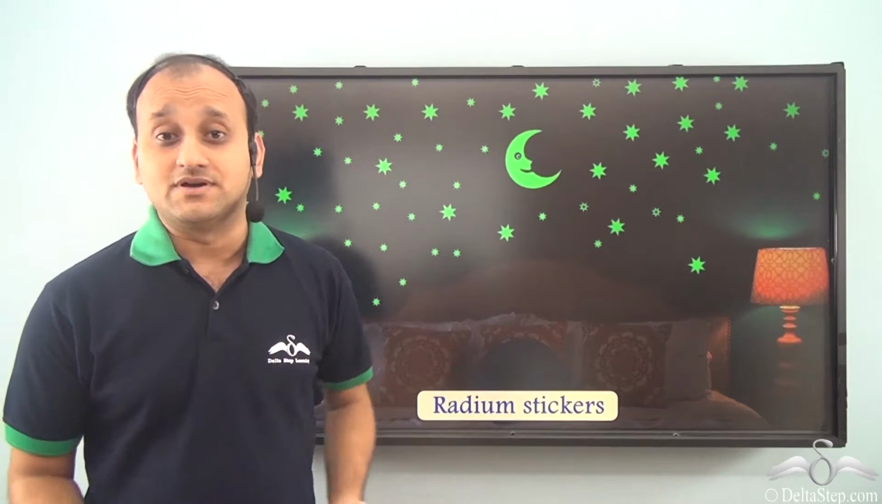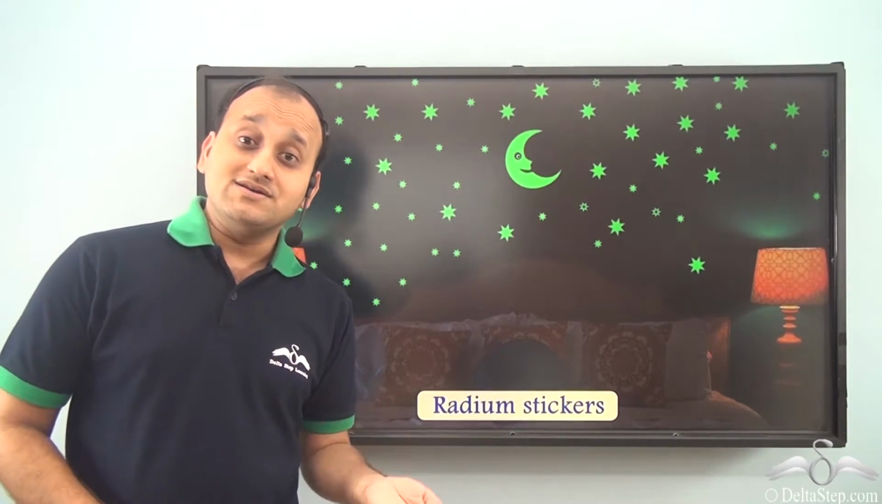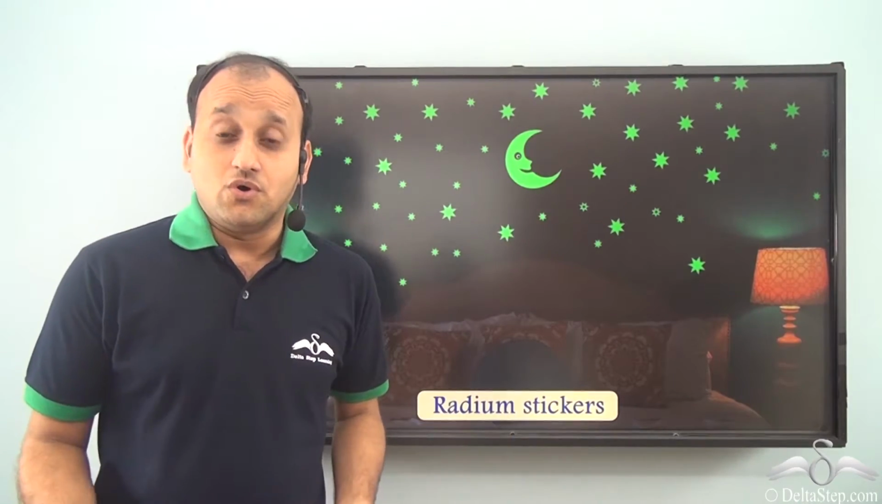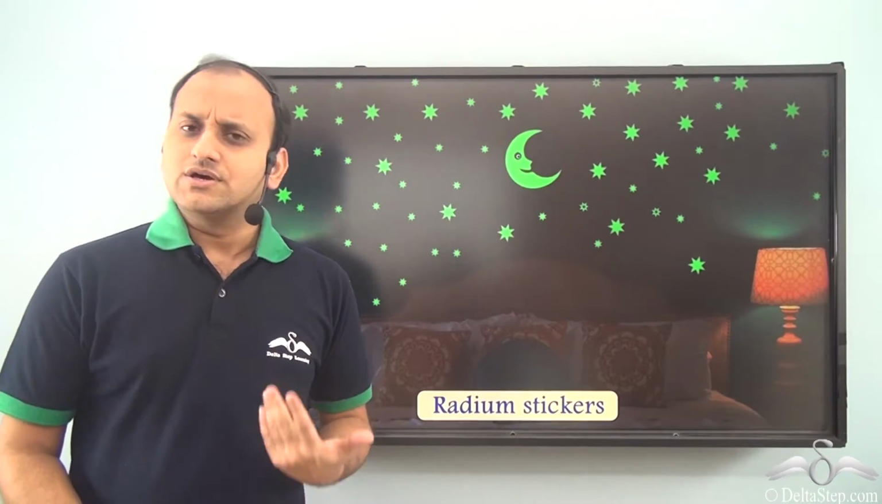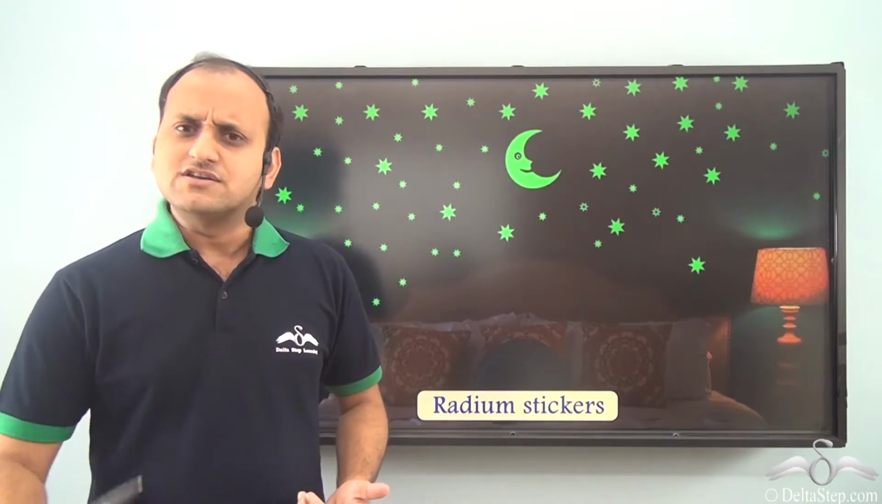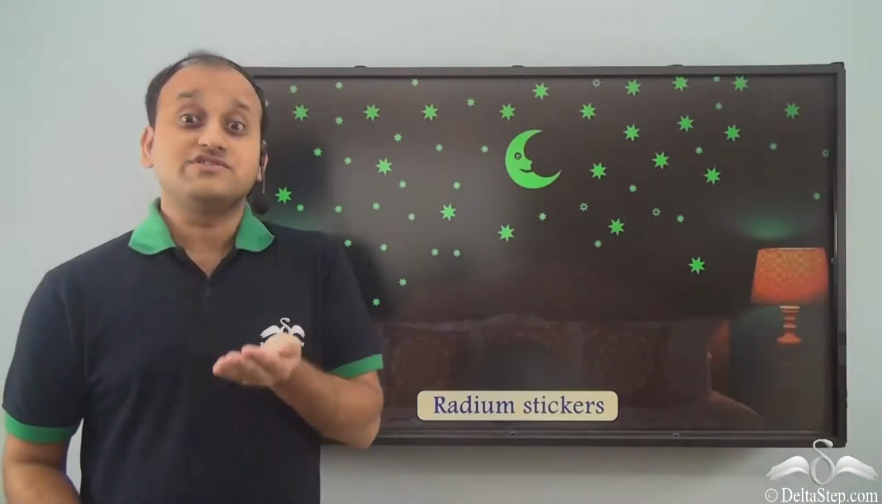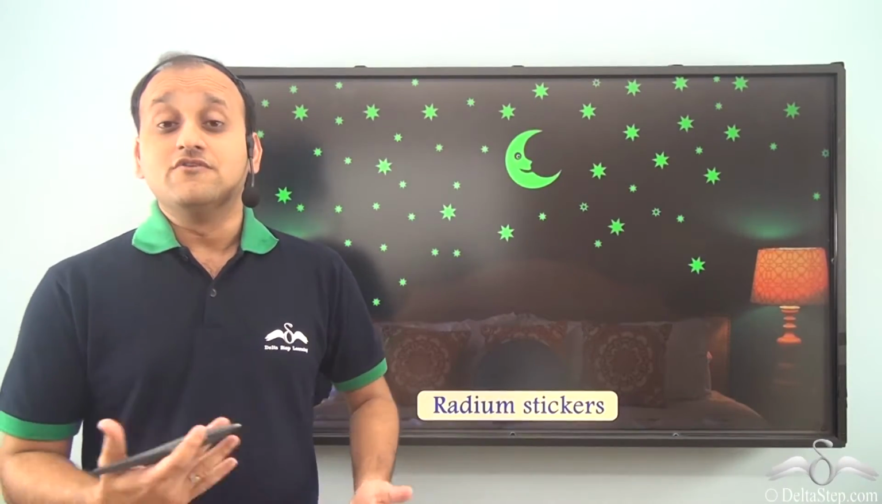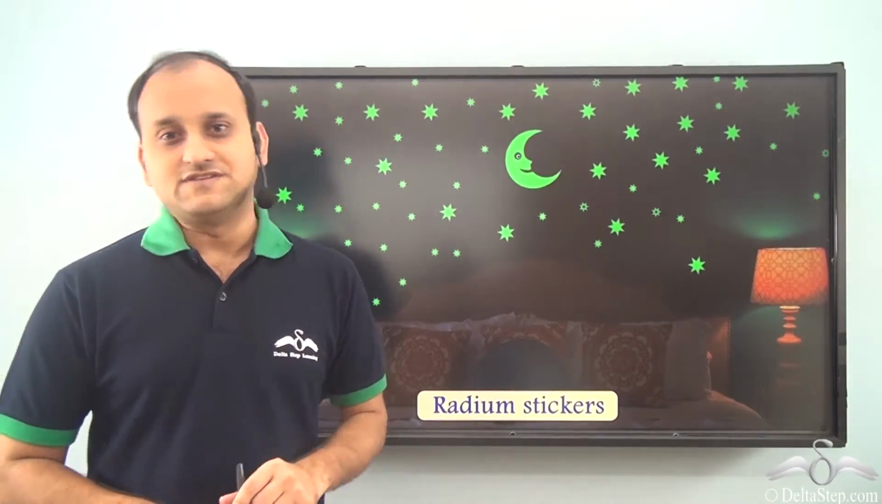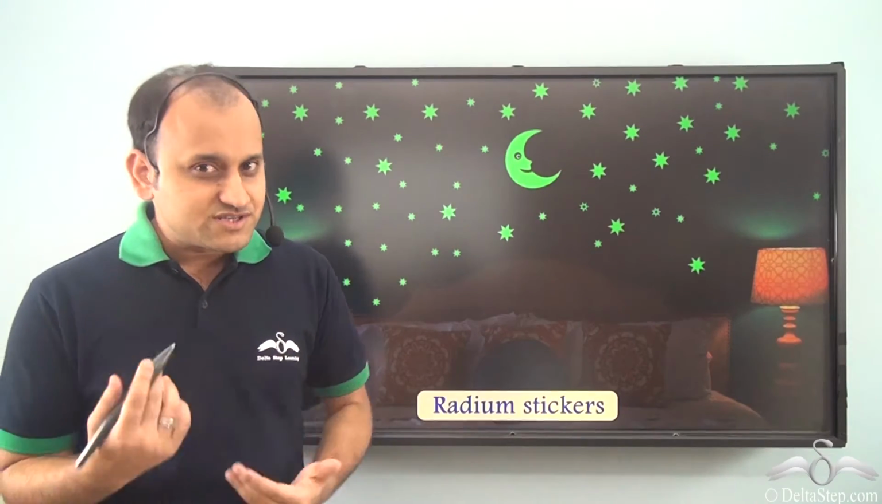So again, what is so special about radium? There are so many elements around us, but why does radium allow the stickers to glow while any other element which we encounter in daily life does not glow like this? Because radium nucleus is a bit different from the usual atoms that we see. Now, how is it different?